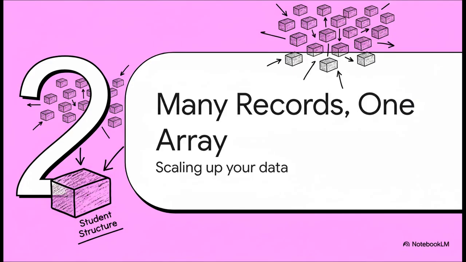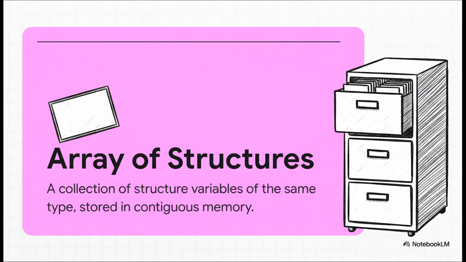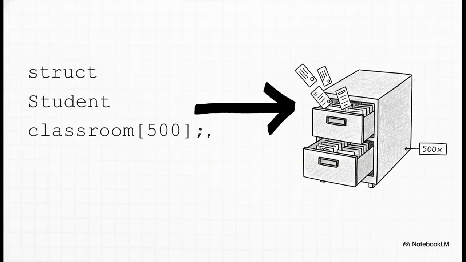Okay, so that student struct is awesome for one student. But what about our original problem? We've got 500 of them. So the big question is, how do we scale this up? How do we go from one tidy record to managing hundreds? And the answer is an array of structures. This is the key. So if a single struct is our custom index card, then an array of them is the whole filing cabinet. It's just a whole collection of those cards, all the same type, all neatly organized and stored together.